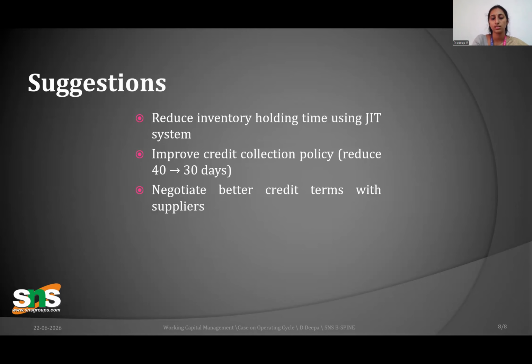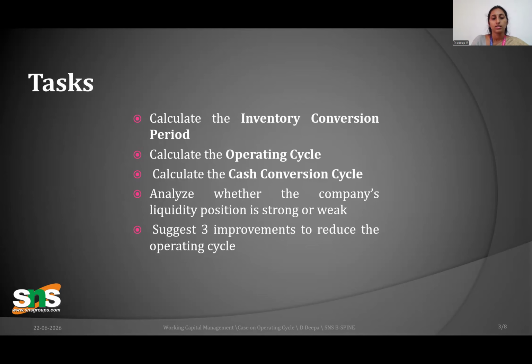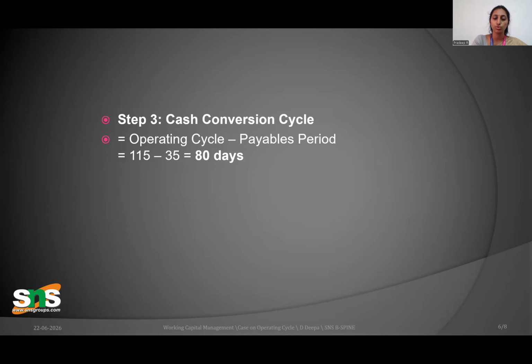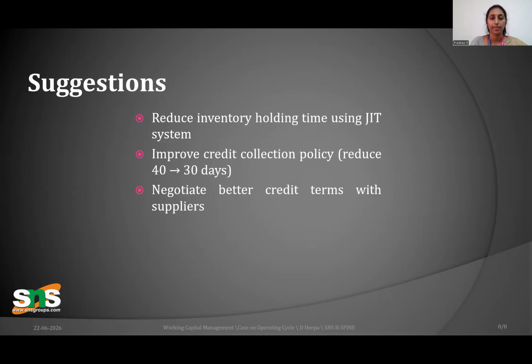Next, the question: suggest three improvements to reduce the operating cycle. The cycle should not be too lengthy. First, reduce inventory holding time using just-in-time inventory. JIT stands for just in time, and these are inventory management techniques. Your inventories will not be stocked for a longer period of time, which would again increase your working capital expenses. By using techniques like JIT, you can reduce the holding time.